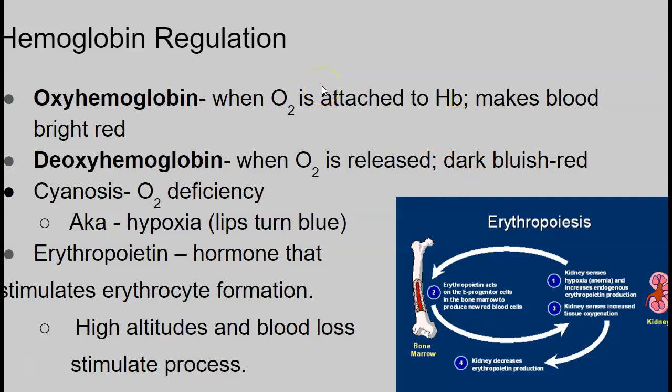Oxyhemoglobin is when oxygen's present, that's a bright red, and then deoxyhemoglobin is going to be when oxygen is released, and it turns a deep dark red. Cyanosis is a term you should be familiar with. Cyanosis is oxygen deficiency. It's also called hypoxia, and you can tell when somebody's going through that because their lips will actually turn blue, among other things.